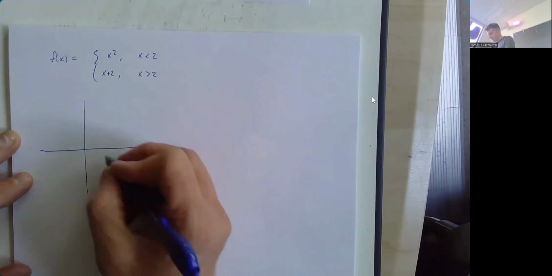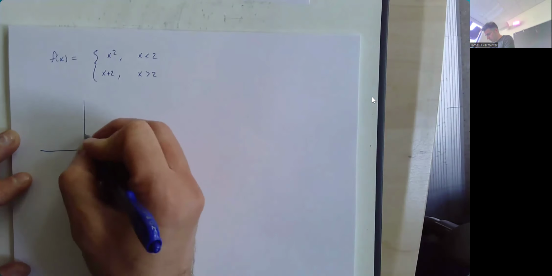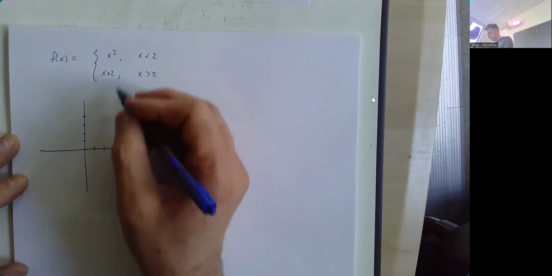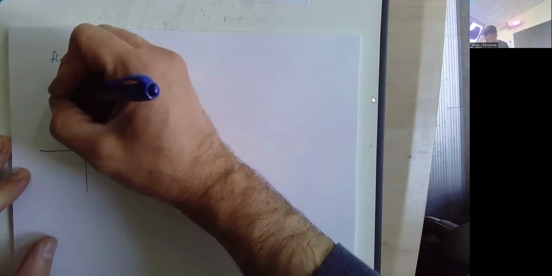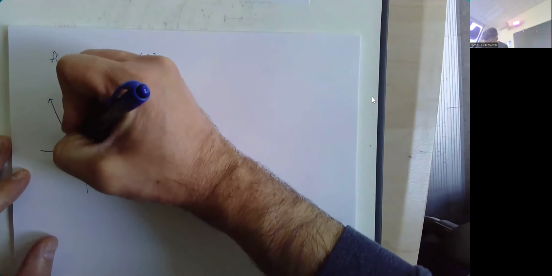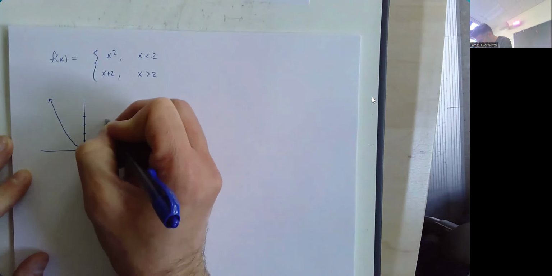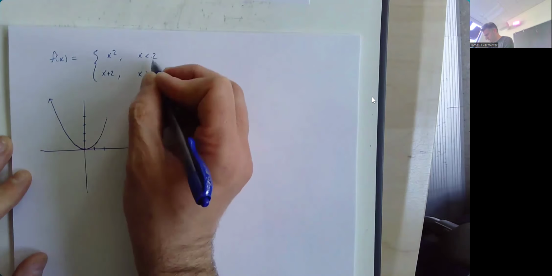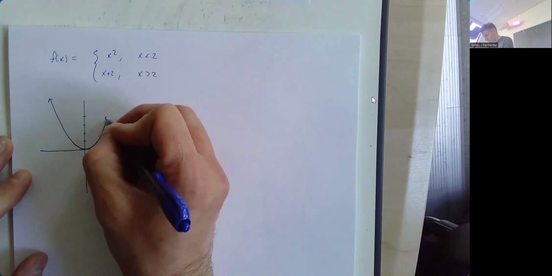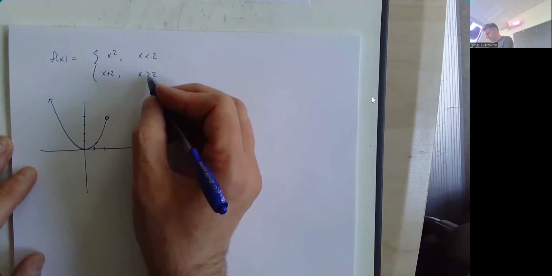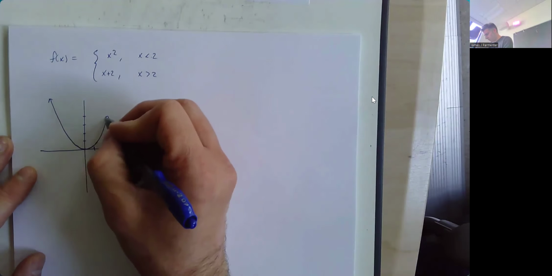So here I go. Here's 1, 2. Here's 1, 2, 3, 4. So it's equal to x squared when x is less than 2. So it's going to be this nice parabola when x is less than 2, right there like that. And then at the point 2, 4, oh, it's not actually defined when x is 2. I don't get a point there. And then when x is bigger than 2, it's equal to that line, y equals x plus 2.